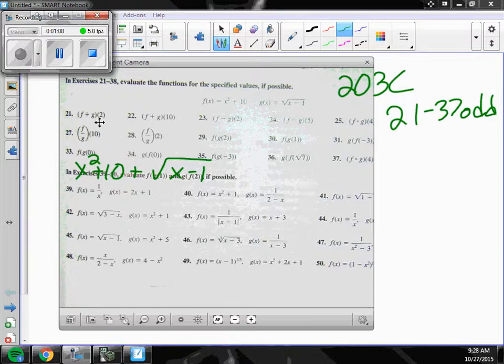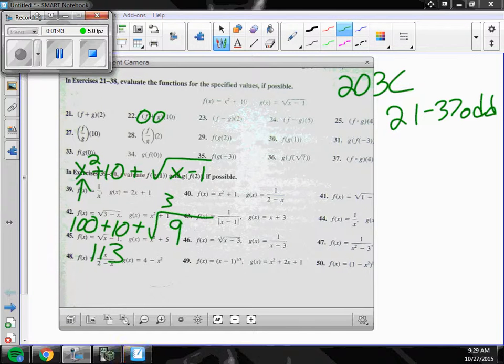Does it matter whether I put f first or g first when I'm adding? No. Does it matter if you're subtracting? Yes. Does it matter when you're multiplying? No. Does it matter when you're dividing? Yes. So addition and multiplication commute. Division and subtraction don't. So I'm going to plug in 10. Stick 10 in there, and I get 100 plus 10 plus the square root of 9, which is 3, which is 113.